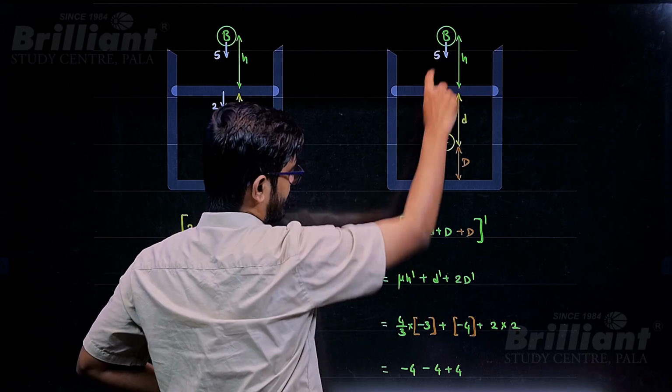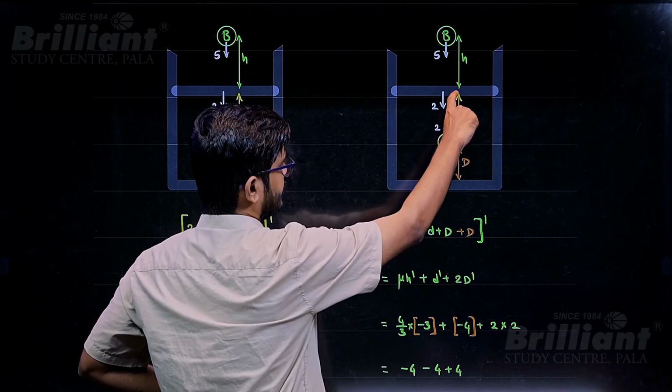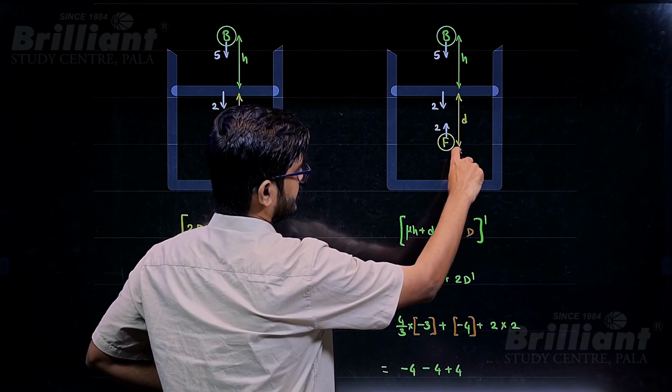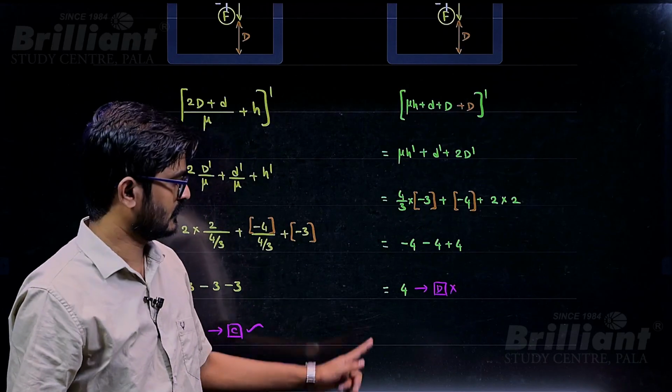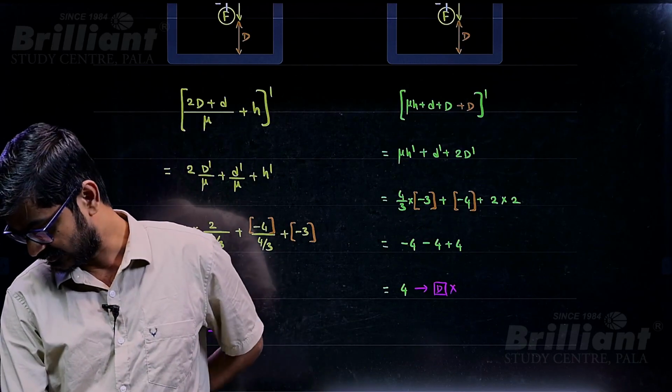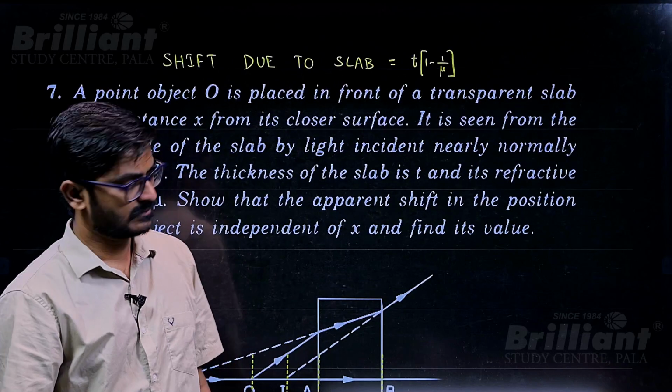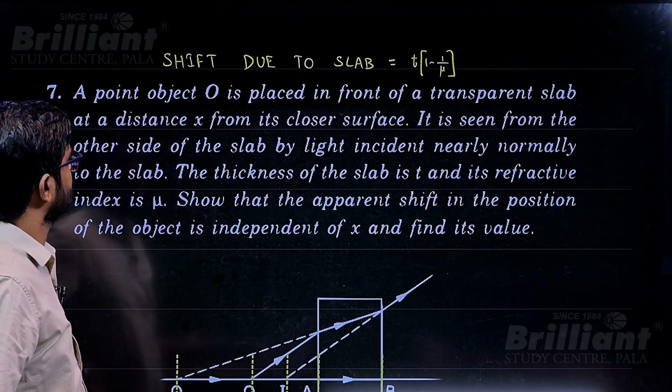h is reducing at a rate of 3, small d is reducing at a rate of 4, and capital D is increasing at a rate of 2. When you substitute the values, you will get 4. So option D is wrong according to me. Now going to the next question. You can remember the result after doing the question.